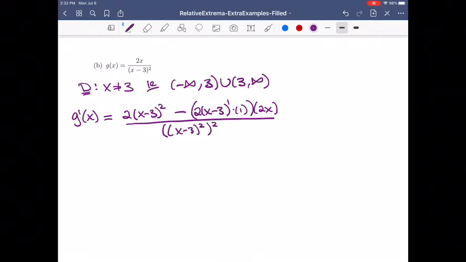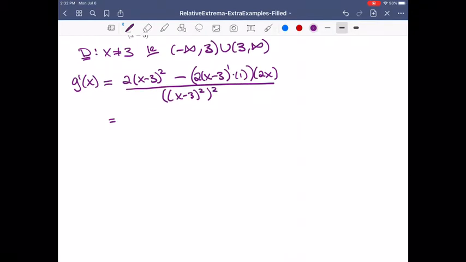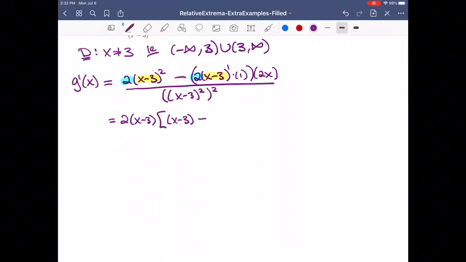Okay, now I see that I have some common factors, so I can take out the x minus 3 here to the smaller power. And I can also take out a 2, which will help a little bit. So I'm going to pull out 2 times x minus 3. So what I have left from the first term is another x minus 3. And from the second term, I just have a 2x. And on the bottom here, this is going to be x minus 3 to the power 4.